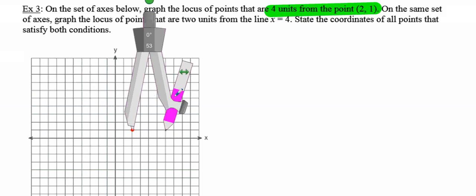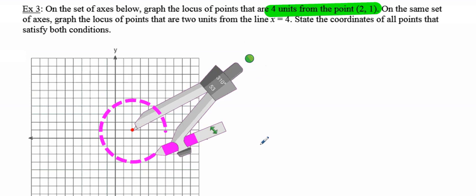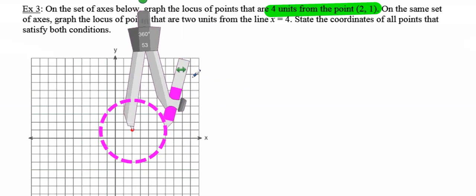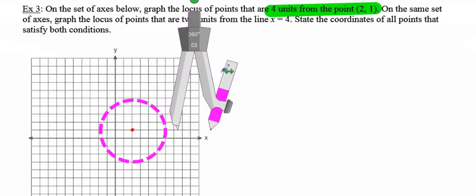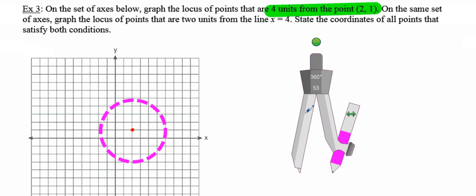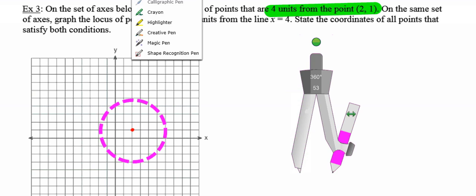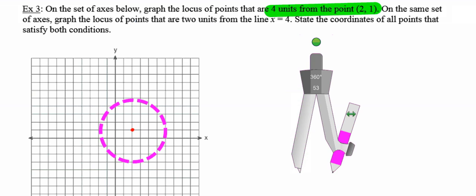I guess I'll do this with my pink pen. So that pink circle represents the locus of points that's exactly 4 units away from the point (2, 1). Now, the second criteria that needs to be met in this problem is that we need the set of points 2 units away from the line whose equation is x equals 4.